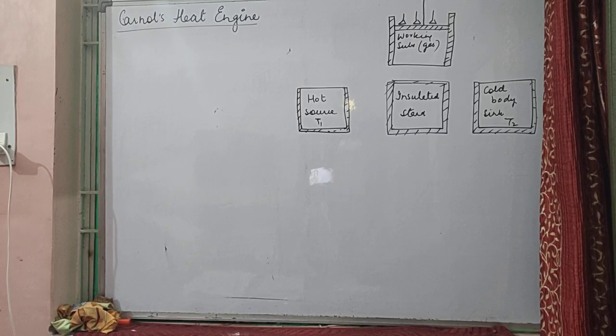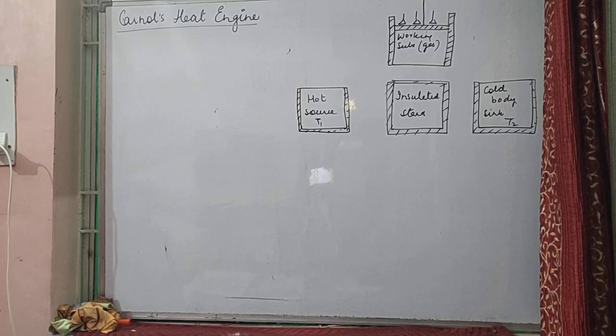First, a cylinder fitted with a piston which is having perfectly insulated walls and the upper side of the piston, and the piston is frictionless. The base is a conducting base, and a fixed mass of gas, that is the working substance, is filled in the cylinder and some weights are placed on it.